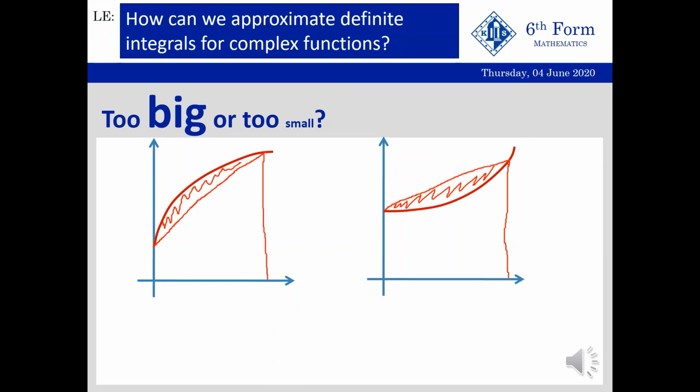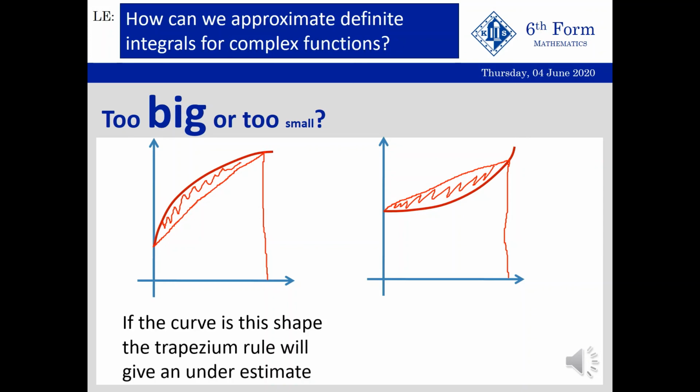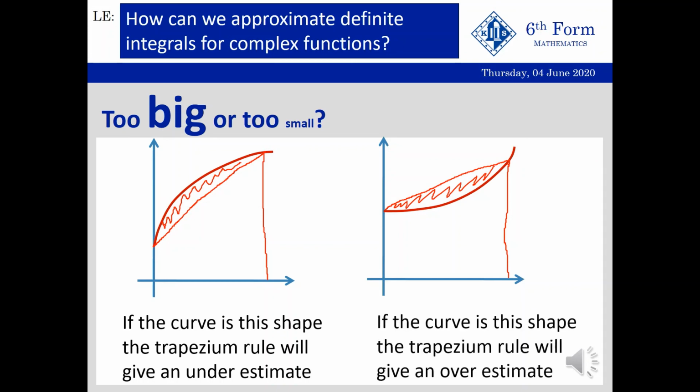So it's easiest to explain with one big trapezium. So the one on the left, where the curve is facing downwards, you get an underestimate. The one on the right, where it's curved upwards, that will give us an overestimate.